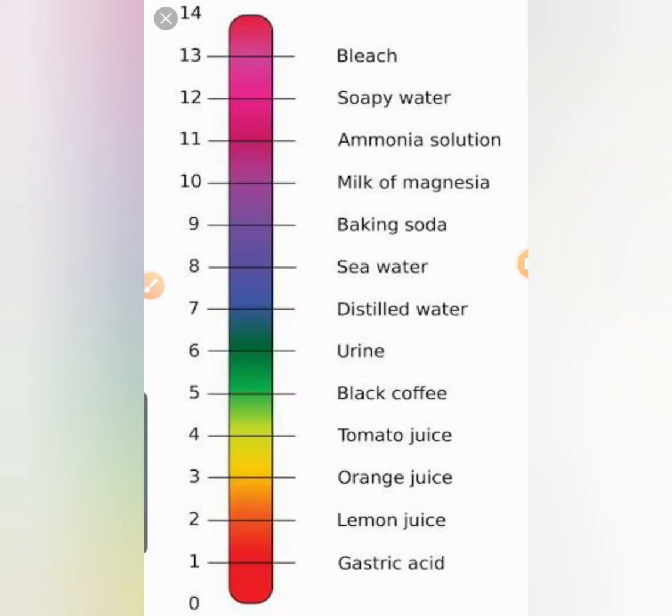And this is the pH scale. So we use the numbers 0 to 7 as acid, 7 to 14 as base, and exactly 7 as neutral. As you see, gastric juice, lemon juice, orange, tomato, black coffee, and urine are examples of acidic substances. Baking soda, milk of magnesia, ammonia, soap water, and bleach are examples for bases.